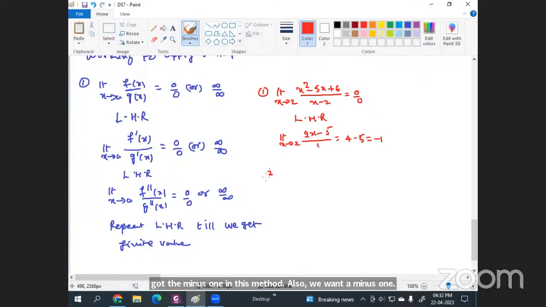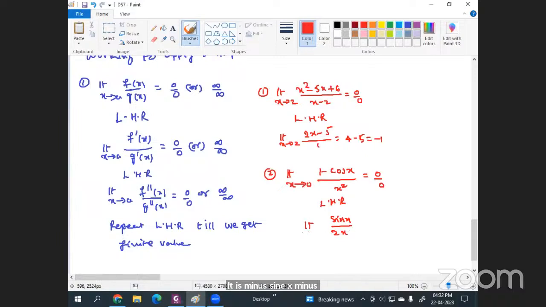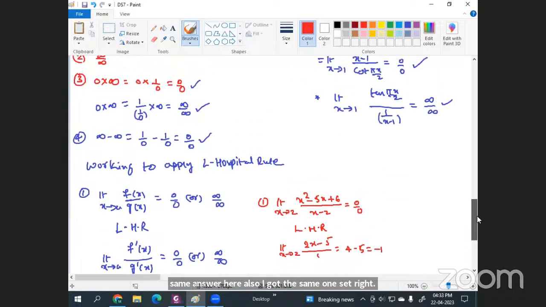Next, second one, limit x tends to 0, 1 minus cos x by x square. Right? So here also I am getting the 0 by 0 form. Then I can apply the L'Hopital rule. Differentiate: cos x derivative is minus sin x, minus of minus becomes plus. x square derivative becomes 2x. So limit x tends to 0, sin x by x is 1. So 2 is left, it is 1 by 2. So there also I got the same answer. Right? So now I'll go for this question.